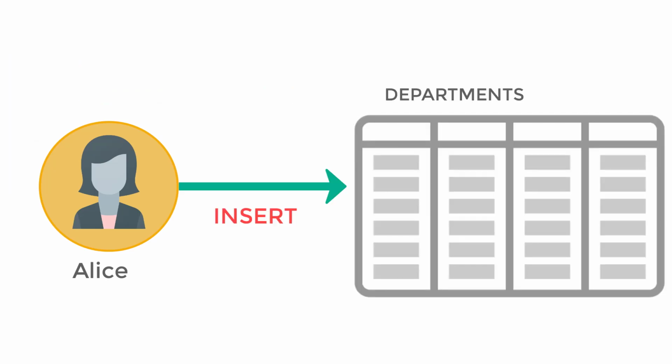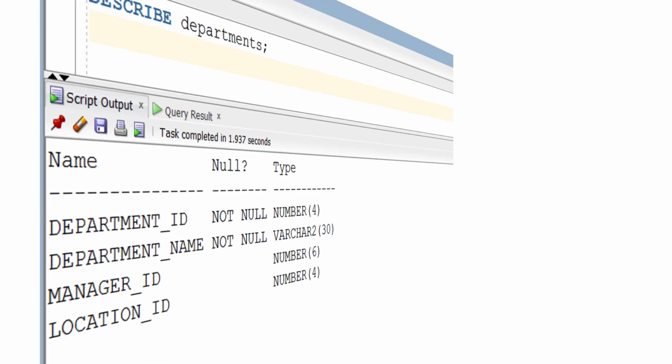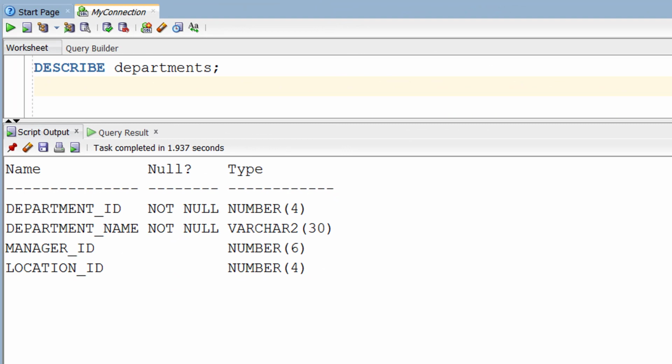Imagine a situation where Alice wants to insert another new department record, but she is not aware of the values for manager ID and location ID. You can still insert the record with null values for the columns, manager ID and location ID, and update the corresponding values later. Before you do that, be sure that you can use null values in the targeted columns by verifying the null status using the describe command.